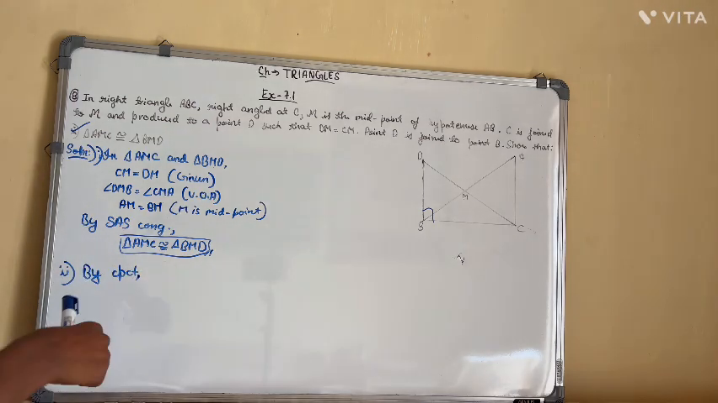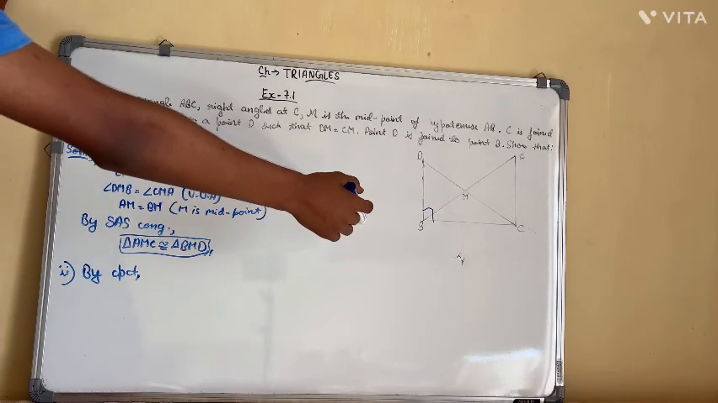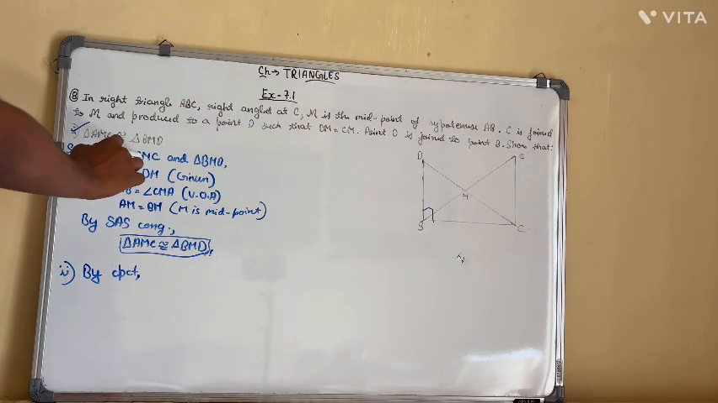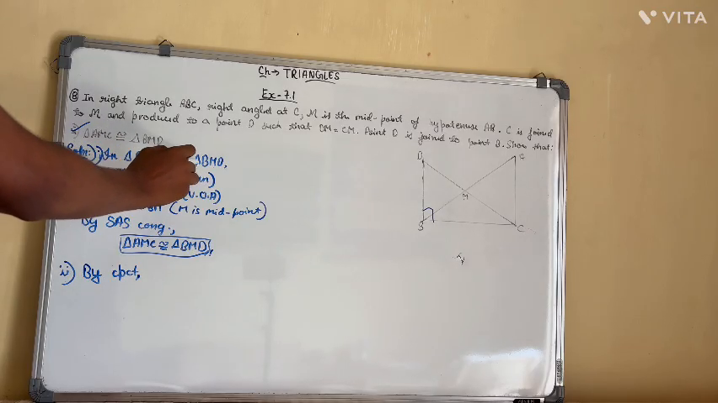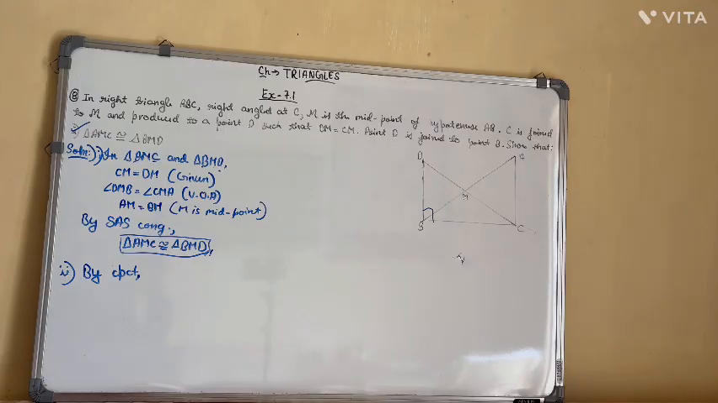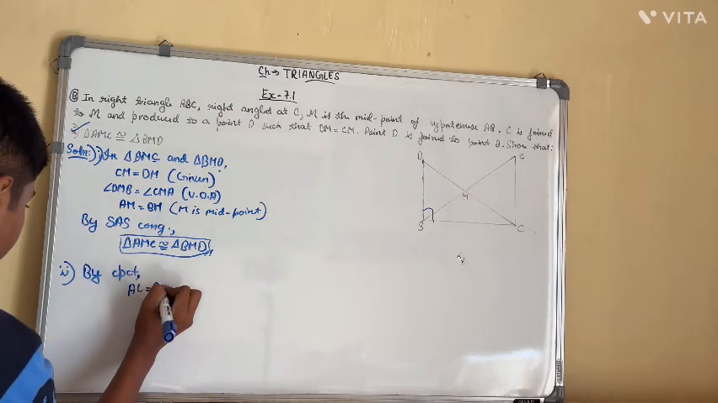By CPCT of triangle this and this, can we prove that AC is equal to BD? Because these two triangles are congruent, AC and BD, first, third and first, third. That means we can say by CPCT that AC is equal to BD.